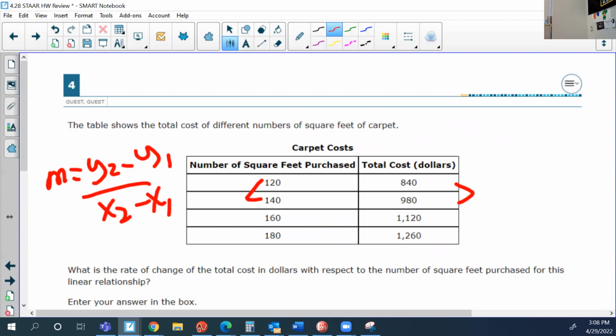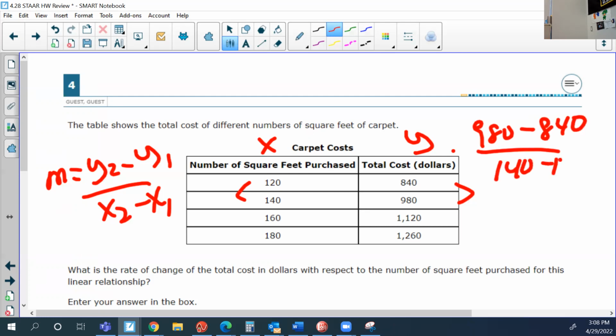Which ones are going to be your y values? Well, dollars is going to be your y values because dollars depends on how many carpets you purchase. All right. So dollars is the dependent variable, x is independent. And just pick two values. All right, 980 minus 840 over 140 minus 120. What does that give you? Well, that gives you 140 over 20, and that is equal to 7.